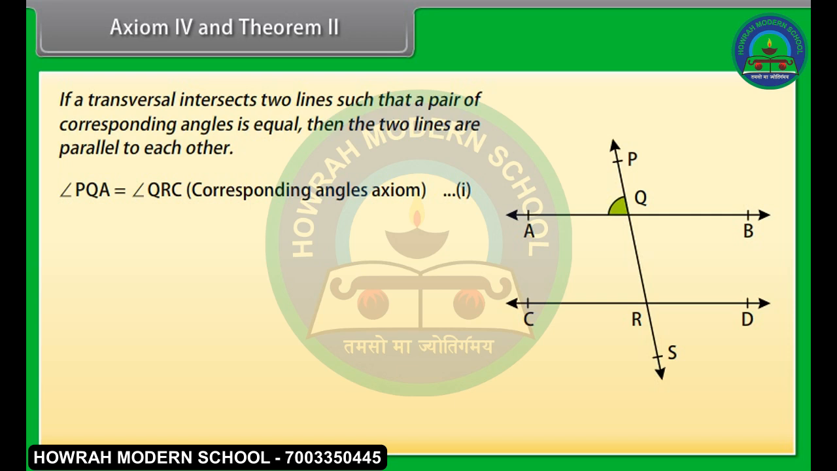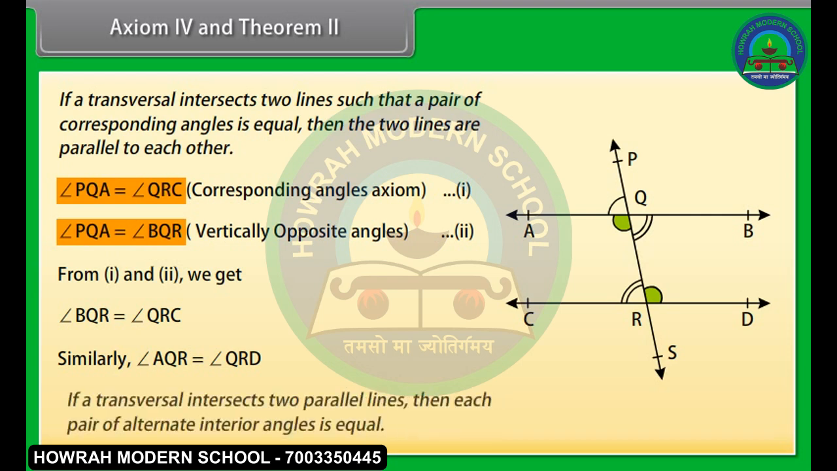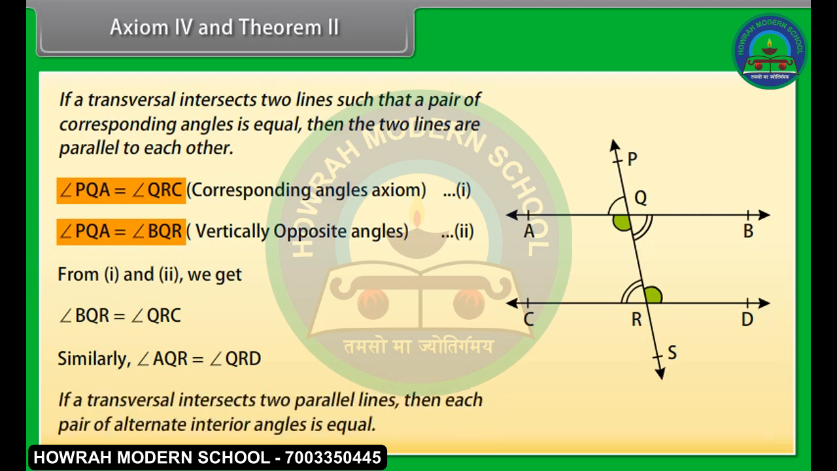We know that angle PQA is equal to angle QRC by using the corresponding angles axiom. Mark it as 1. Also, angle PQA is equal to angle BQR because these are vertically opposite angles. Mark it as 2. So from 1 and 2 we may conclude that angle BQR is equal to angle QRC. Similarly, angle AQR is equal to angle QRD. This result can be stated as a theorem, which is: if a transversal intersects two parallel lines, then each pair of alternate interior angles is equal.